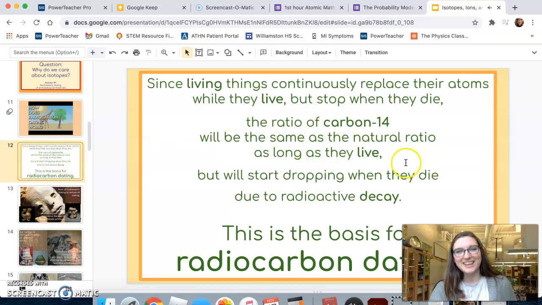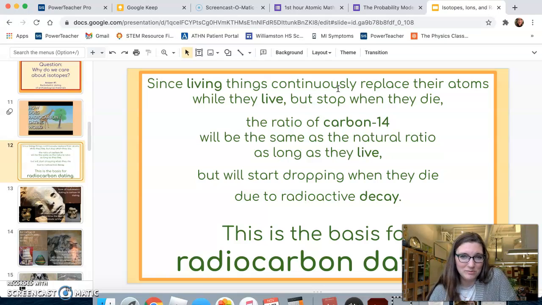Okay, thanks, Michael. So, to recap what he was saying there, living things continuously replace their atoms while they live, but stop when they die. You may have heard that we are entirely new beings after 7 years, that all of our cells and molecules have been replaced every 7 years. It doesn't happen all at once, obviously. We're continually renewing our cells, and some parts renew faster than others. But within 7 years, even the bones in our body are completely different cells than they were before.